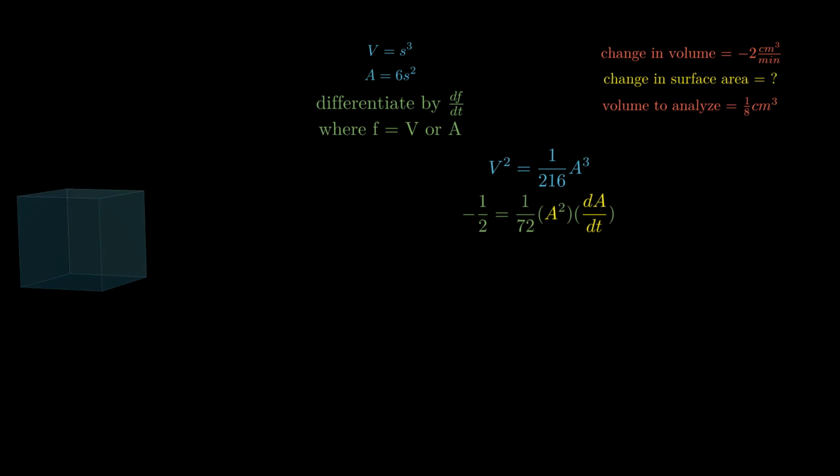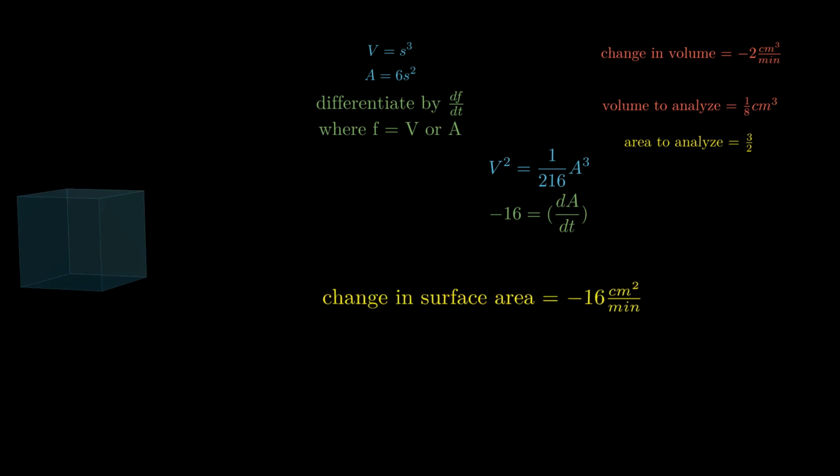But wait, we're still left with one more, area. So let's solve for the area at our given volume. We have the equation for volume versus area already, so let's just use that. Then algebra. Alright, now we've got the area. Now we have all the variables necessary to solve for the rate of change of the surface area. And now we have our answer. Surface area is decreasing at a rate of 16 centimeters squared per minute.